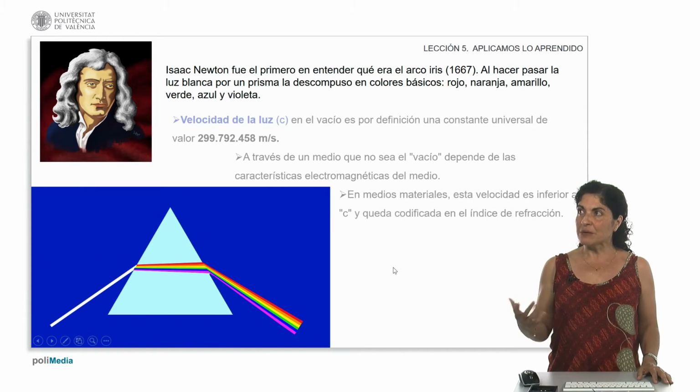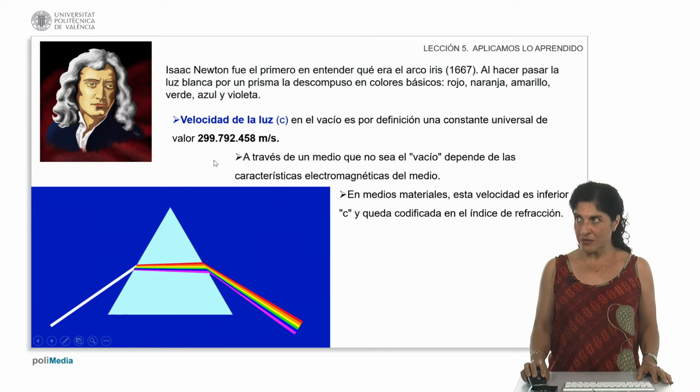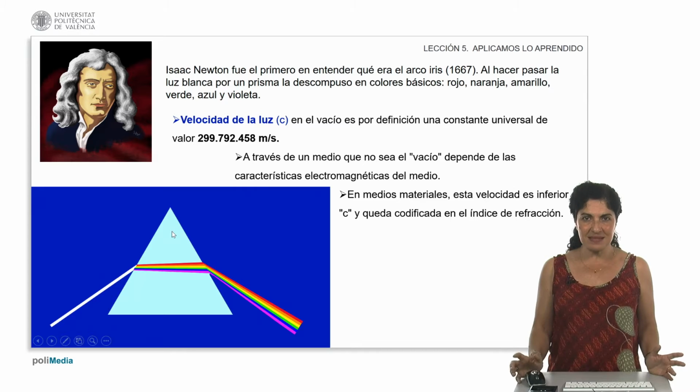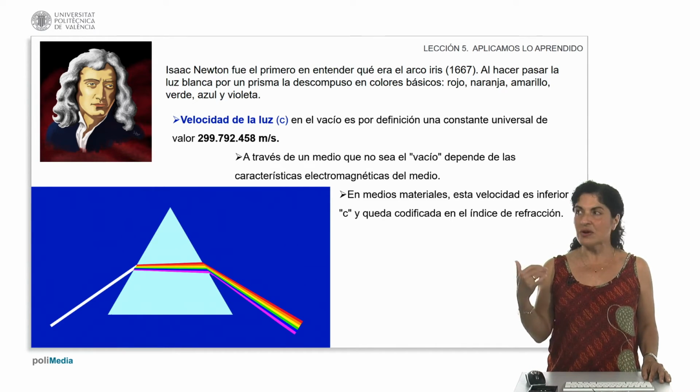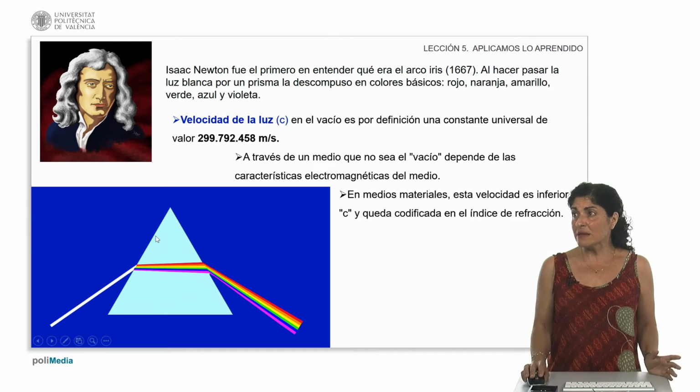The speed of light in a vacuum is about 300,000 kilometers per second. But when we are in a material medium, that speed changes. Precisely the relation between the speed of propagation of the radiation in the vacuum with respect to the speed of propagation in the different material media is one of the ways of characterizing those media through their refractive index, which would give me that proportion.